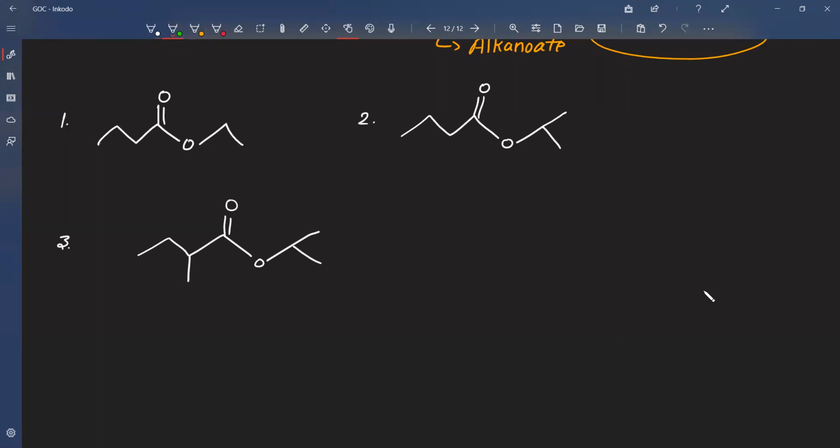First one is ethyl butanoate, correct. Second is 1-methyl ethyl butanoate. Okay, so this is 1-methyl ethyl, and that's why the name is 1-methyl ethyl butanoate, correct? Because the main chain has 1, 2, 3, and 4 carbons. Okay, correct.